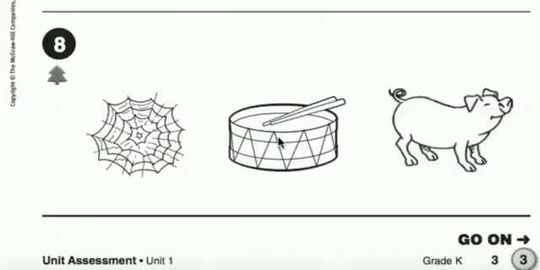Number 8. Number 8 has a tree underneath it. I will say 2 words. Ham, plum. What is the same ending sound you hear in both words? Now listen to these answer choices. Web, drum, pig. Which one of these pictures has the same sound you hear at the end of the words ham and plum?